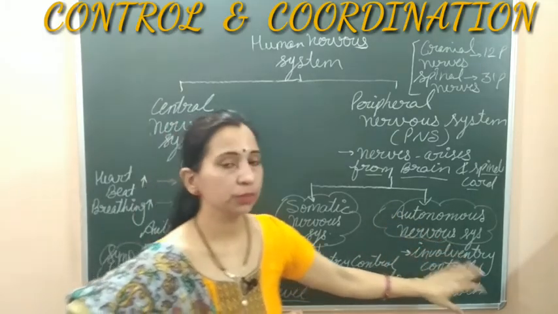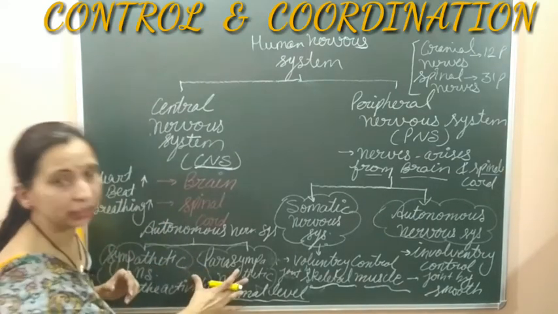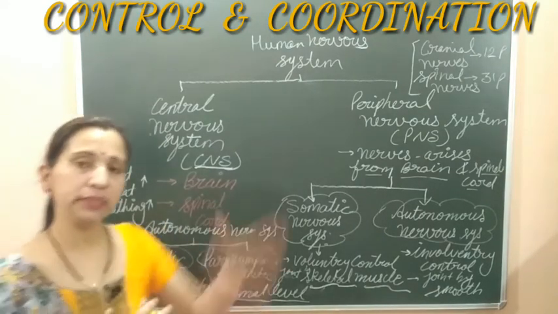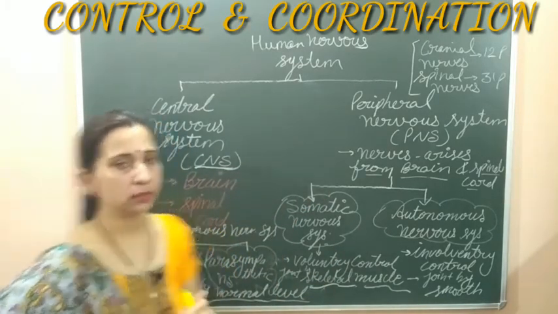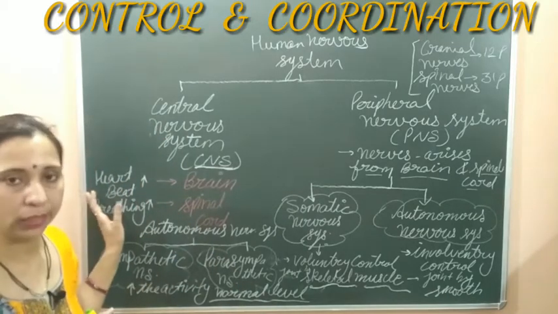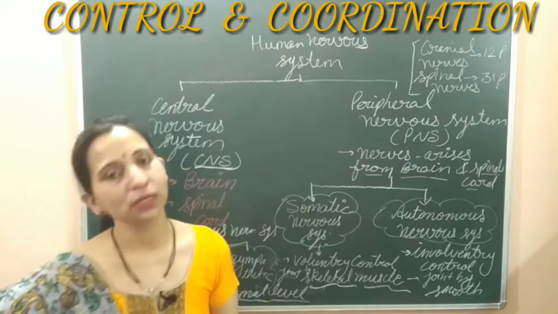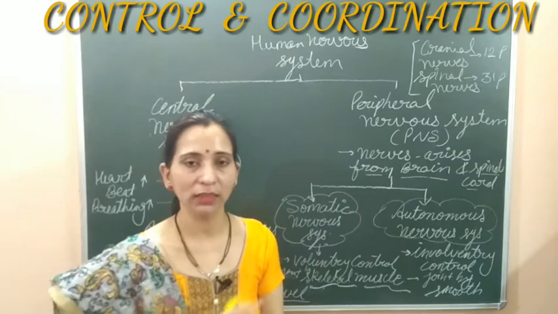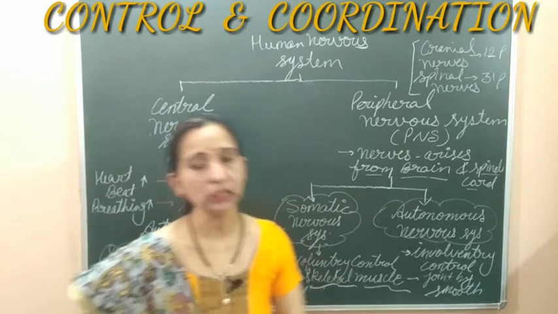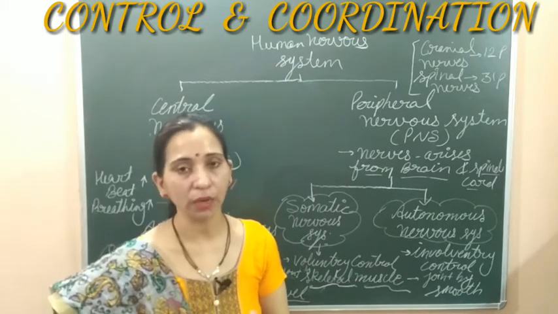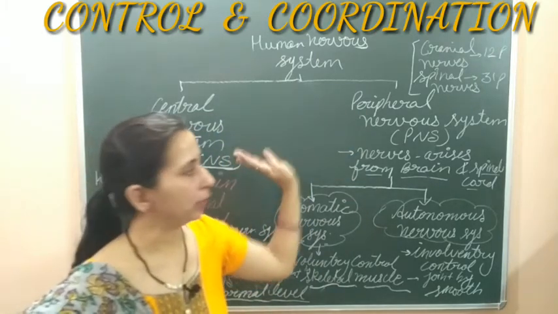And this autonomous nervous system is further divided into two parts, that is sympathetic and parasympathetic nervous system. Sympathetic nervous system increases the activity of the body organs as per the requirement, as per the need of the body. Like during exercise, it increases the heartbeat and the breathing rate. And parasympathetic nervous system works against the sympathetic nervous system and brings the body to the normal level, at the resting stage. So it has a calm down effect, and it decreases the heart rate and the breathing rate during our rest time. So in this way, we have studied the human nervous system and its parts.